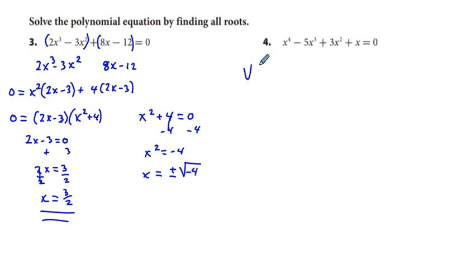Now the square root of negative 4 is equal to the square root of negative 1 times the square root of 4. And the square root of negative 1 is defined as the imaginary number i, the complex number i. So x is going to be equal to plus or minus 2i, because the square root of 4 is 2. So here we have our complex zeros and our real zero, and that's that.